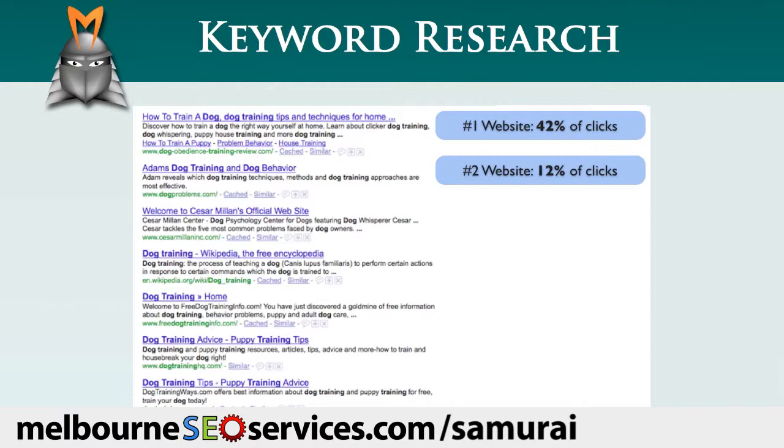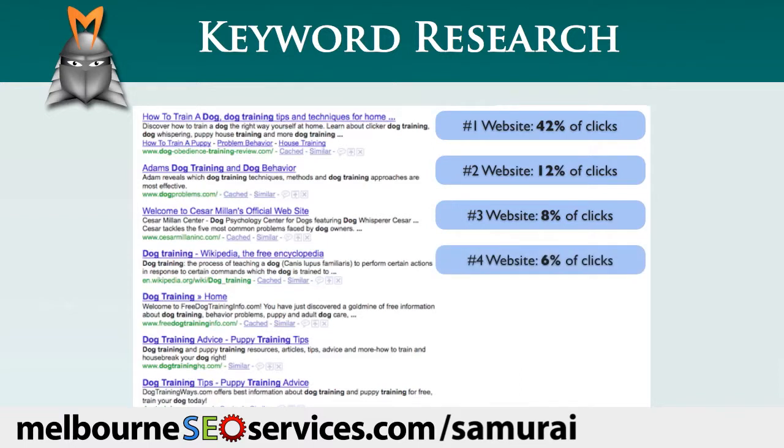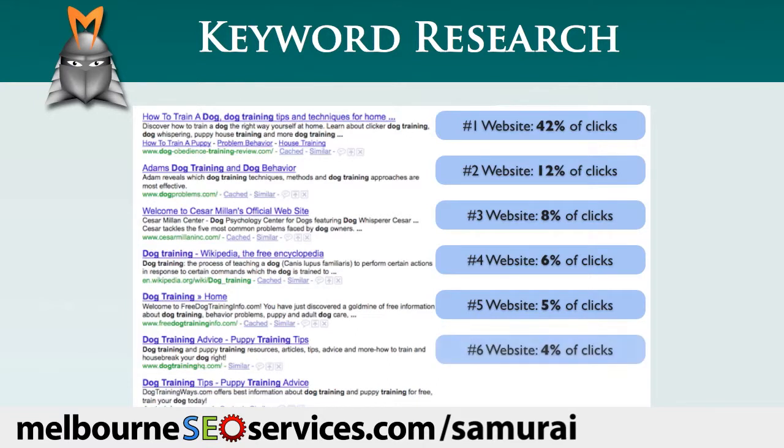The number 3 ranked website receives 8% of clicks. The number 4 website receives 6% of clicks. The number 5 website receives 5% of clicks. The number 6 website receives 4% of clicks. And the number 7 website receives 3% of clicks. And the remaining clicks are shared between all the other sites listed in Google. What this means is that even if you are the number 1 ranked website in Google for a particular keyword, there is a big difference between the number of people who search for a phrase and the number of people who will actually click through and visit your website.